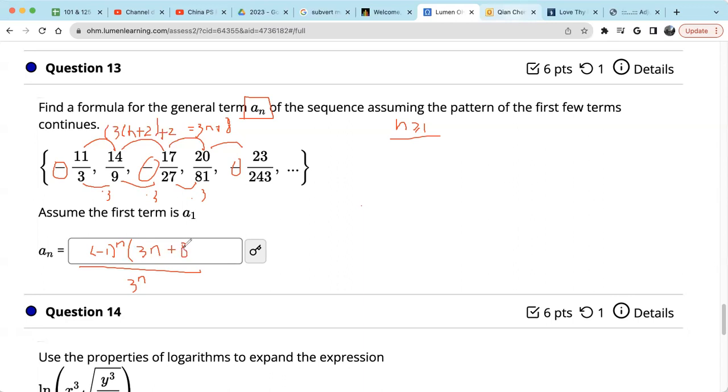Okay, so putting those 3 pieces together, all right. The sign, we have a -1 raised by n. The denominator is 3 raised by n. Then the numerator, I have 3n plus 8. That's it. That's the an term. Okay, this is saying the first term is a1. Indeed, that means n started with 1.